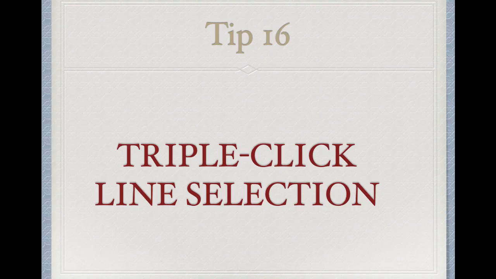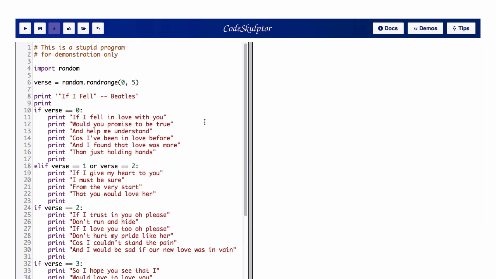Last but not least, triple-clicking selects the whole line. Again, nothing fancy, you just click, click, click. And if you hold the third click and drag, you'll be changing your selection by whole lines.